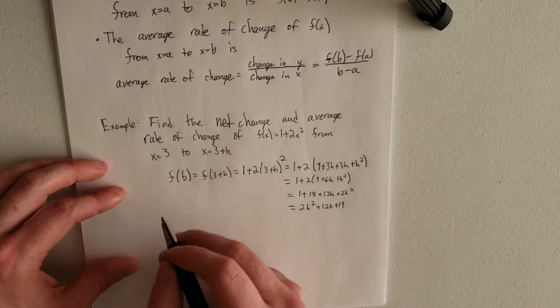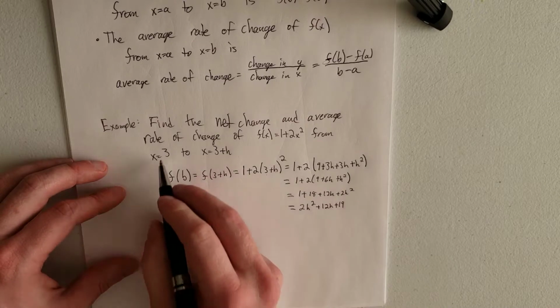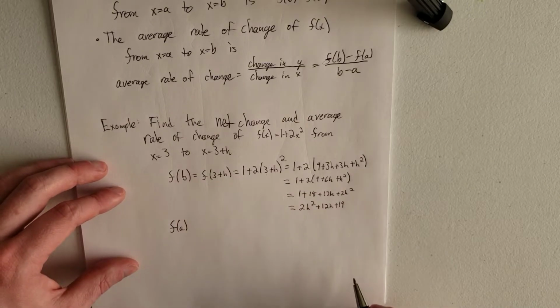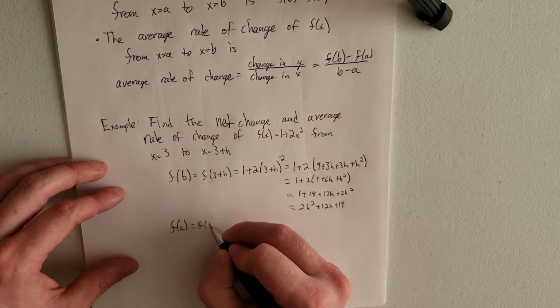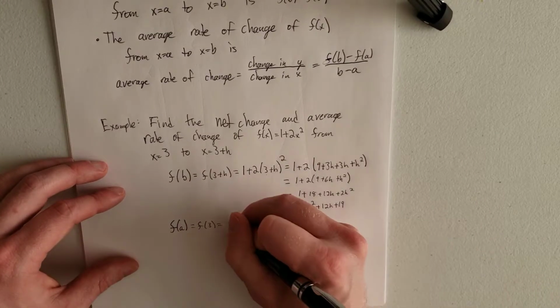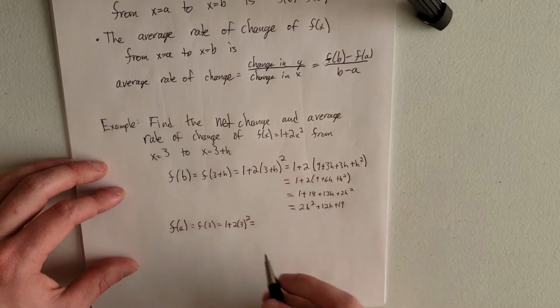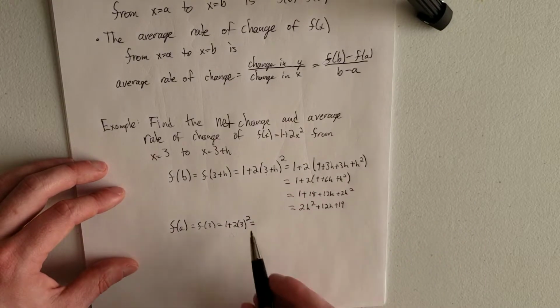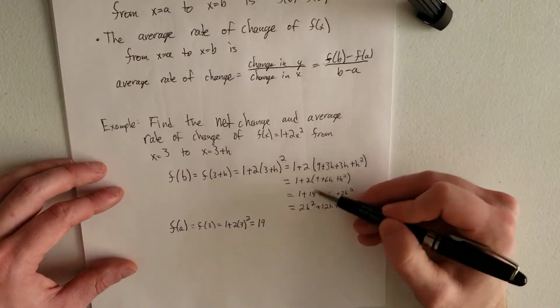Then we need to plug in a, so f of a. Well, a is just x equals 3. So this is just f of 3. So this is 1 plus 2 times 3 squared. And 3 squared is 9, times 2 is 18, plus 1 is 19. We essentially already did that calculation over here.